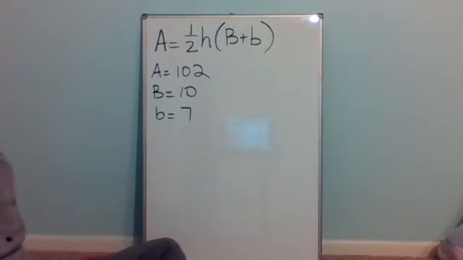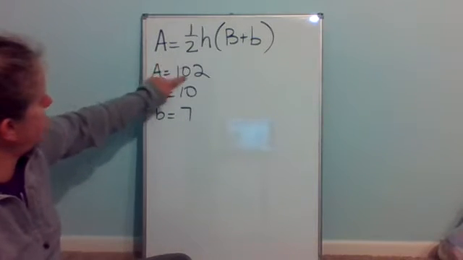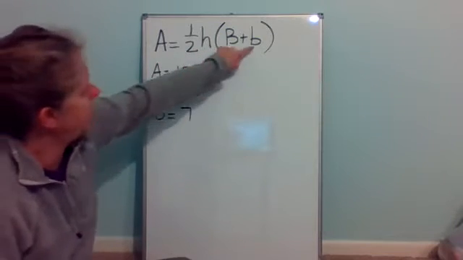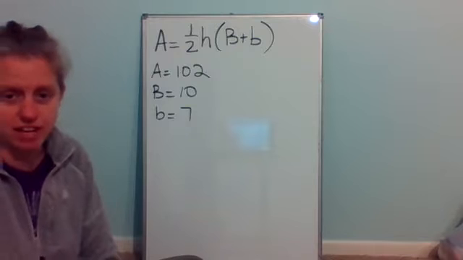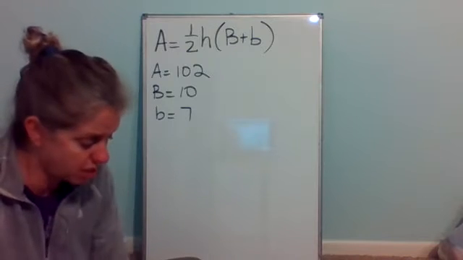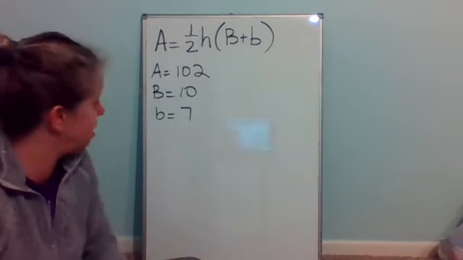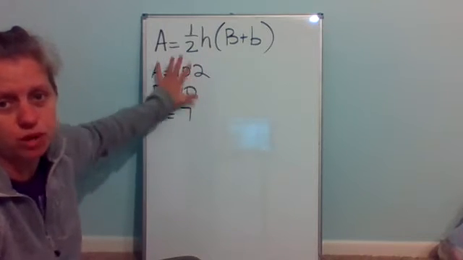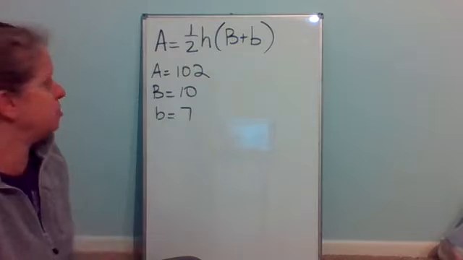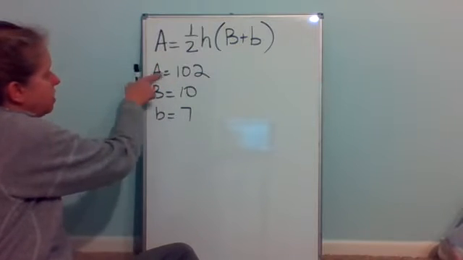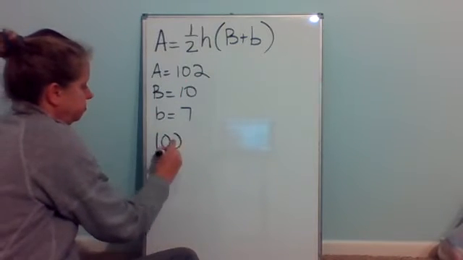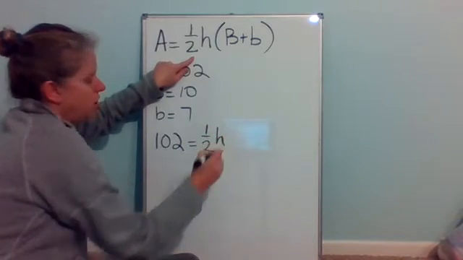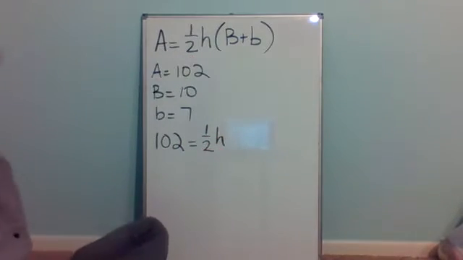So what we want to do is replace the A with 102, the capital B with 10, and the lowercase b with 7. And then it wants us to solve it for the unknown variable, which is going to be H. H is the only thing I don't have a number to put in for. So let's plug these numbers in first. So instead of A, I'm going to write 102 equals 1/2. I don't know what the H is, so I still have an H.